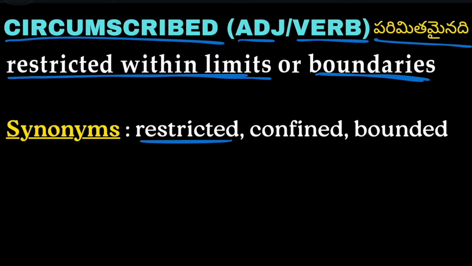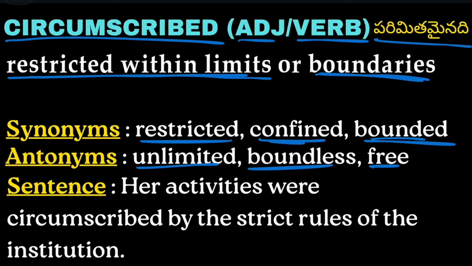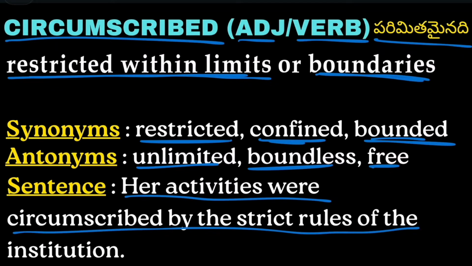Synonyms: restricted, confined, or bounded. Restricted, confined, and bounded are the synonyms or similar meanings of circumscribed. And coming to the opposite or antonyms, we have unlimited, boundless, free. Unlimited, boundless, and free are the antonyms of circumscribed. Example: her activities were circumscribed by the strict rules of the institution.